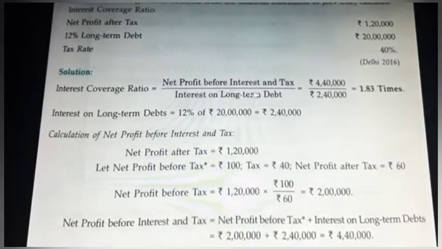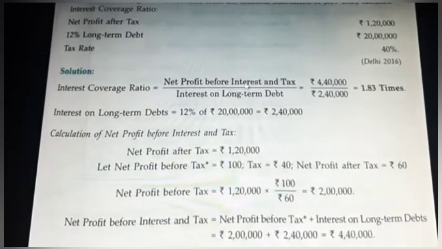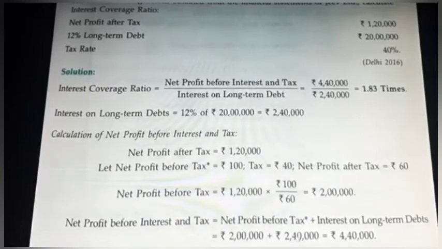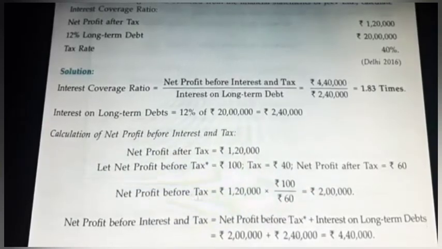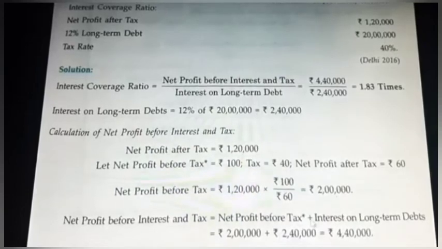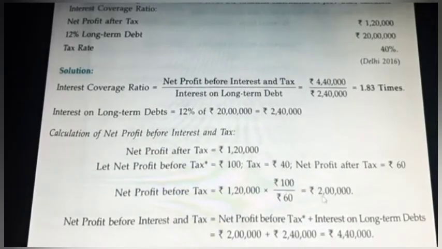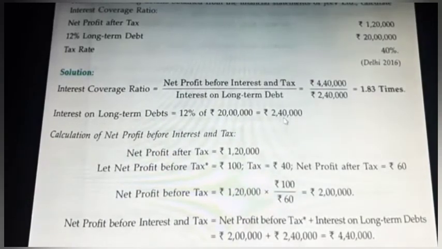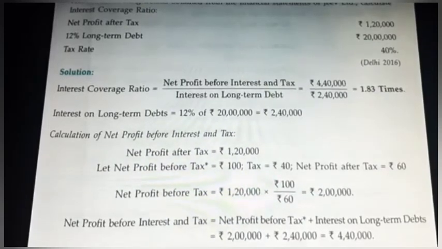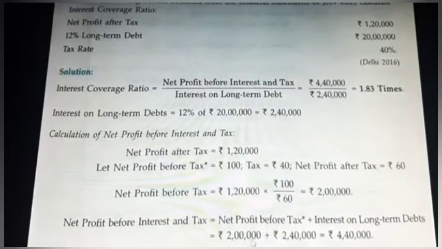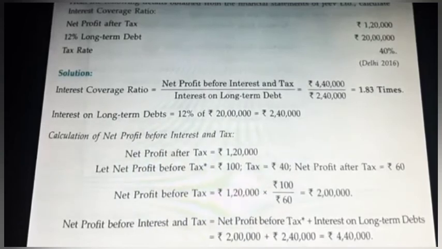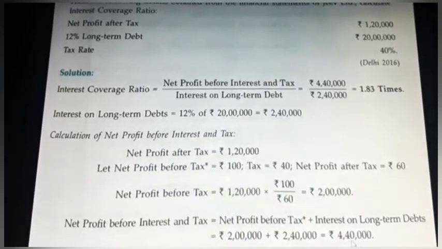But if you notice the formula, it is net profit before interest and tax. So you already got net profit before tax. Now what has to be included? Interest also has to be included, and you have already calculated interest. What is the interest on long-term debt? It is 2,40,000. So adding 2 lakh of net profit before tax and 2,40,000 of interest on long-term debt together, you will get net profit before interest and tax, that is 4,40,000.